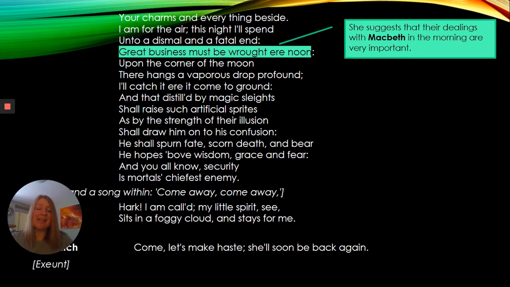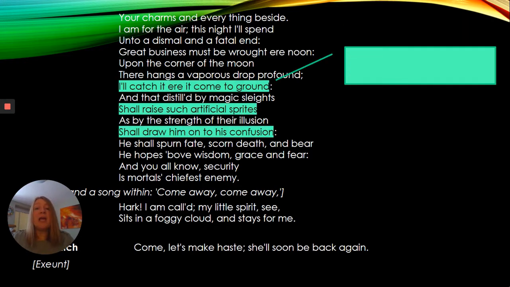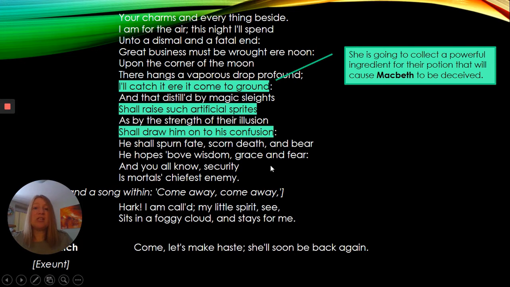They're creating a meeting for Macbeth, and what she mentions next is that they're going to make some sort of potion. And she says that she's going to go off and collect a powerful ingredient, and she talks about a moon drop, if you look here, and that's what she's going to get. Her aim in getting this is to deceive. She says that that ingredient in the potion will raise artificial sprites that will make him have visions, and the intention here is to draw him on to his confusion. So their aim is to cause more chaos.